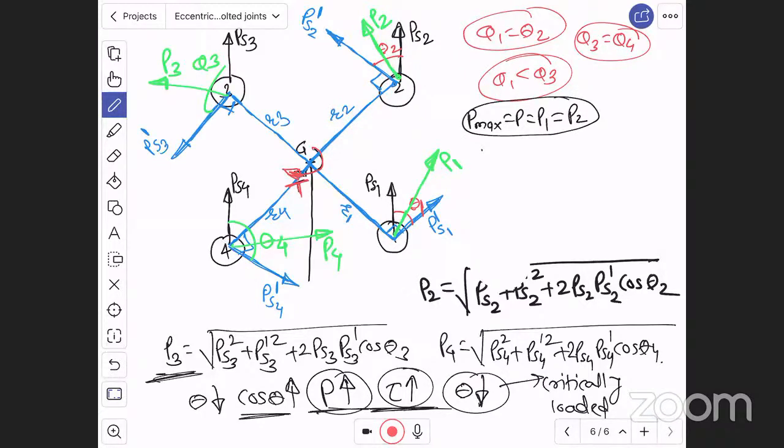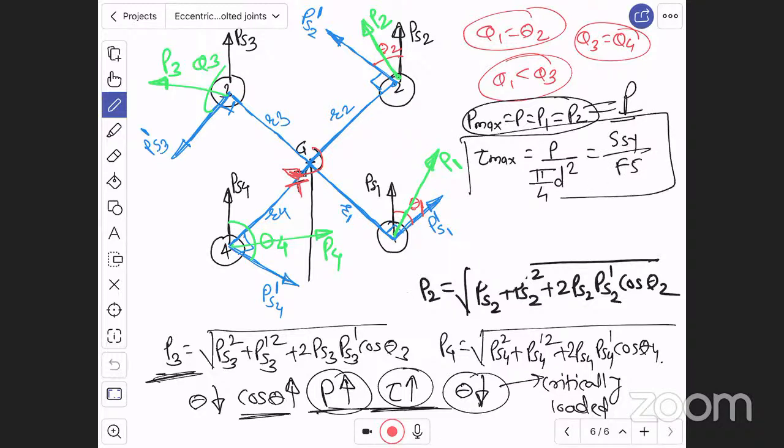And as per design, the maximum shear stress is equal to design force, P max, divided by pi by 4d square, which as per maximum shear stress theory is equal to SSY divided by factor of safety. This we have seen in theories of failure topic, right? This is how we have to design. Therefore force P will become pi by 4 d square into SSY divided by factor of safety.